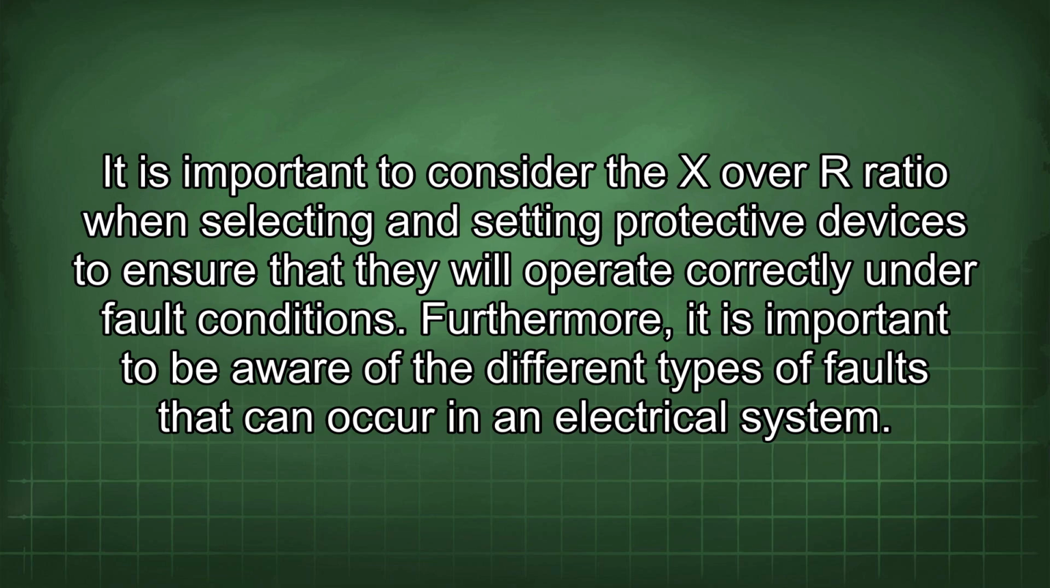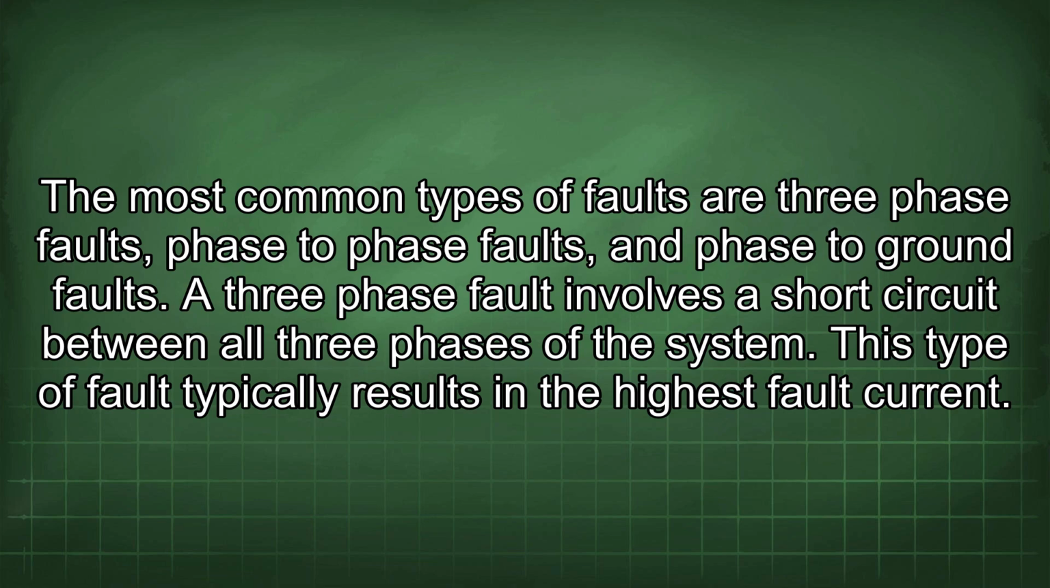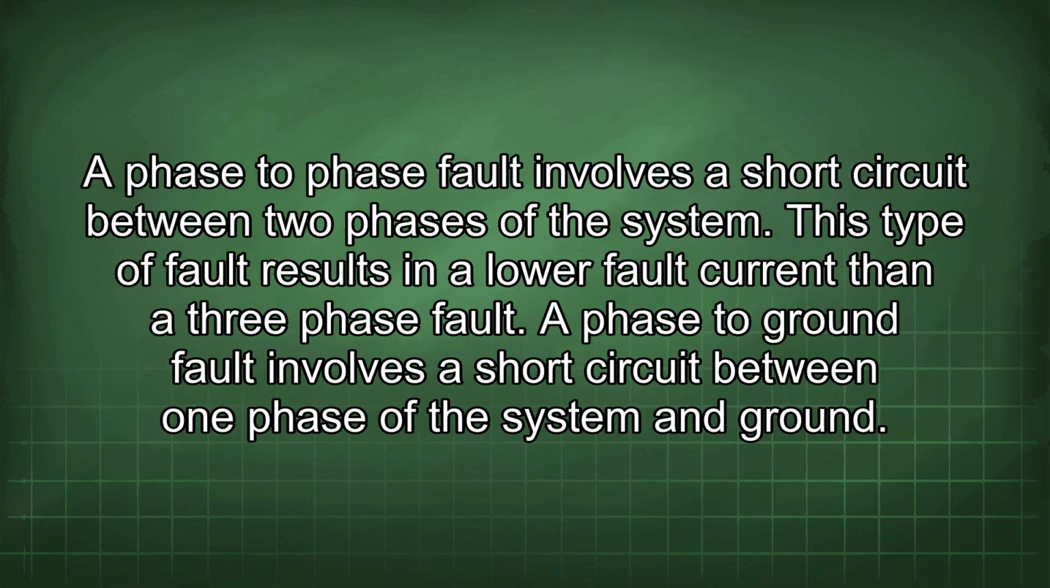Furthermore, it is important to be aware of the different types of faults that can occur in an electrical system. The most common types of faults are three-phase faults, phase-to-phase faults, and phase-to-ground faults. A three-phase fault involves a short circuit between all three phases of the system. This type of fault typically results in the highest fault current. A phase-to-phase fault involves a short circuit between two phases of the system. This type of fault results in a lower fault current than a three-phase fault.